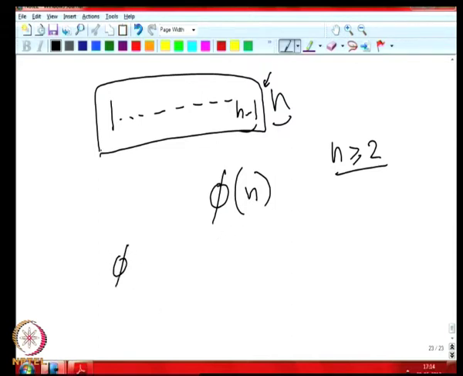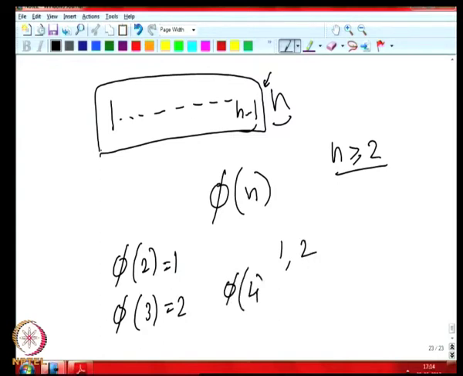So phi of 2 is equal to 1 and phi of 3 is equal to 2. Why? Because 1 is relatively prime, 2 is also relatively prime to 3. And what is phi of 4? For phi of 4, 1 is relatively prime, 2 is not relatively prime, but 3 is relatively prime. So this is 2.